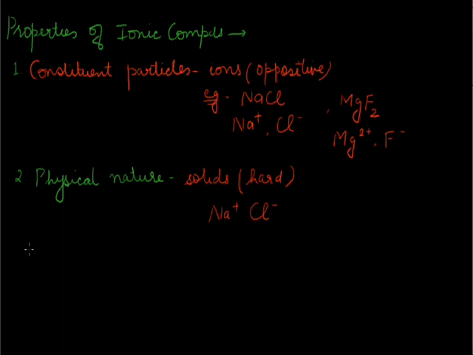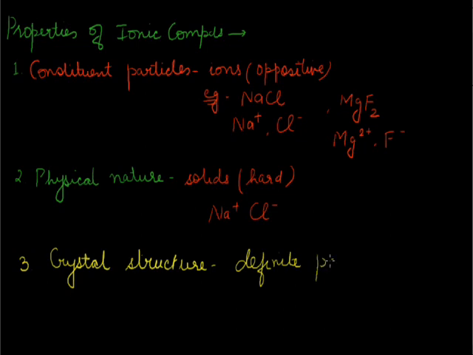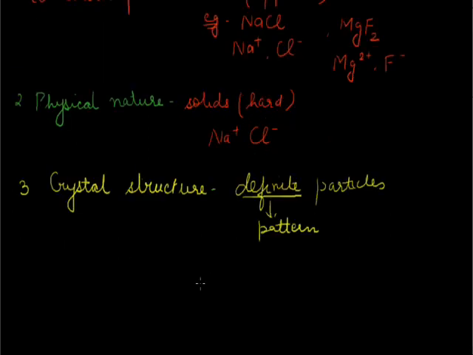Next property, crystal structure. Now solids are of two types. They can be crystalline or they can be amorphous. Here we are referring to crystalline solids. When we talk about ionic compounds, they are solid in nature and the solids are crystalline in nature. Crystalline means they have a definite pattern of arrangement of their constituent particles, which are ions here. So this results in definite geometry, and that is why the structure of ionic compounds is crystalline and not amorphous.